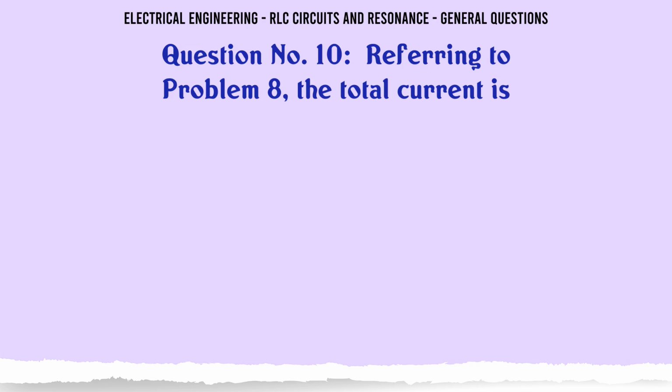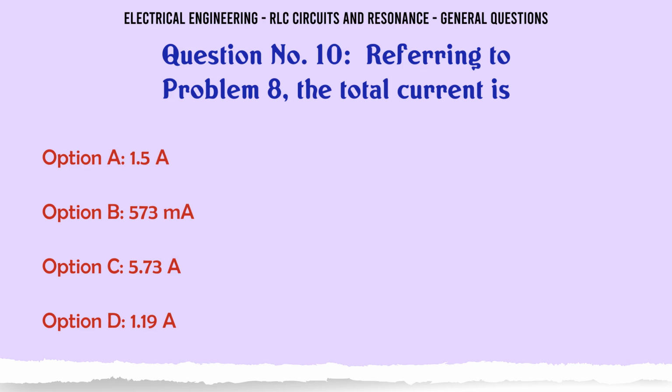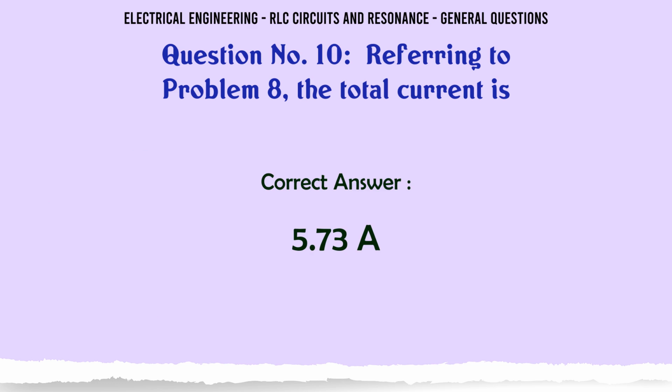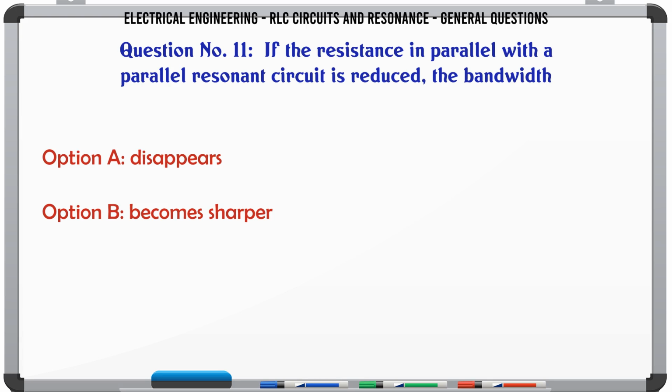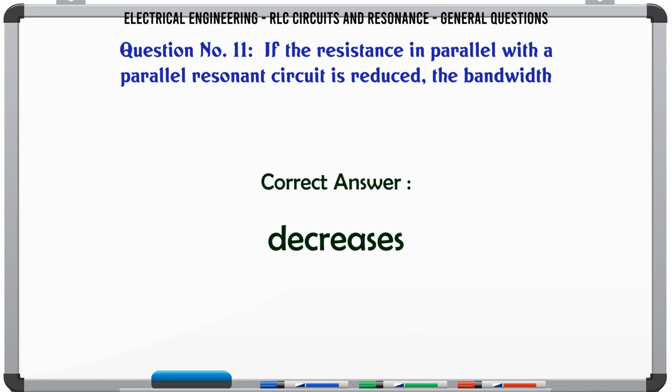Referring to problem 8, the total current is: A, 1.5 A; B, 573 mA; C, 5.73 A; D, 1.19 A. The correct answer is 5.73 A. If the resistance in parallel with a parallel resonant circuit is reduced, the bandwidth: A, disappears; B, becomes sharper; C, increases; D, decreases. The correct answer is decreases.